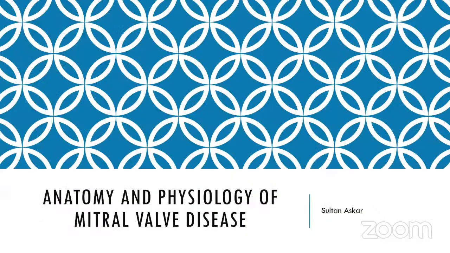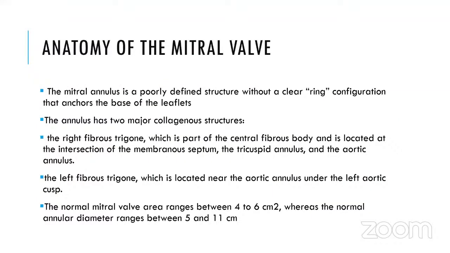First of all, we'll talk about the anatomy of the mitral valve, starting with the mitral annulus. The mitral annulus is a poorly defined structure with no clear ring configuration that anchors the base of the leaflets. It has two major collagenous structures. The right fibrous trigone, which is part of the central body of the heart, is located at the intersection of the membranous septum, the tricuspid annulus, and the aortic annulus.